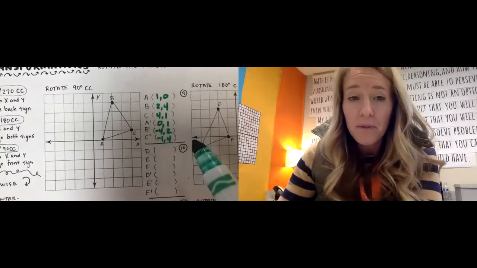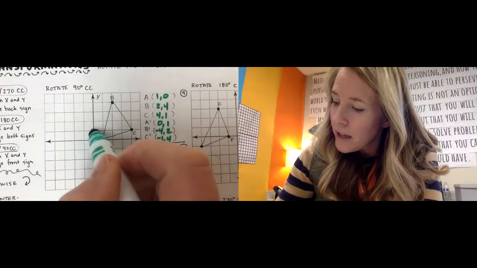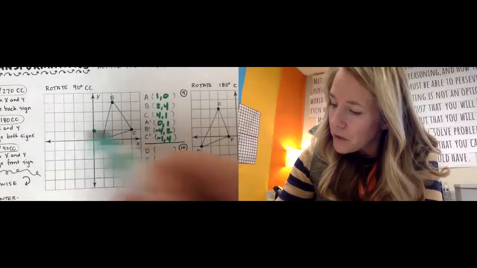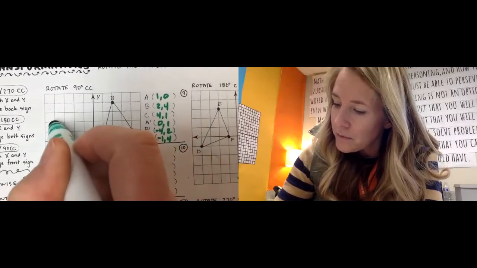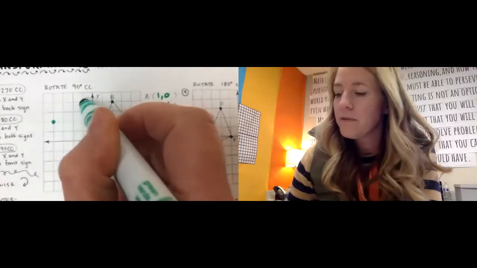Okay, now I've got my primes, my A prime, B prime, C prime. So I'm going to go 0, 1. I'm going to go negative 4, 2. Make sure I got that right. Okay, negative 4, 2, and negative 1, 4. Make sure you go up when it's positive on that one.